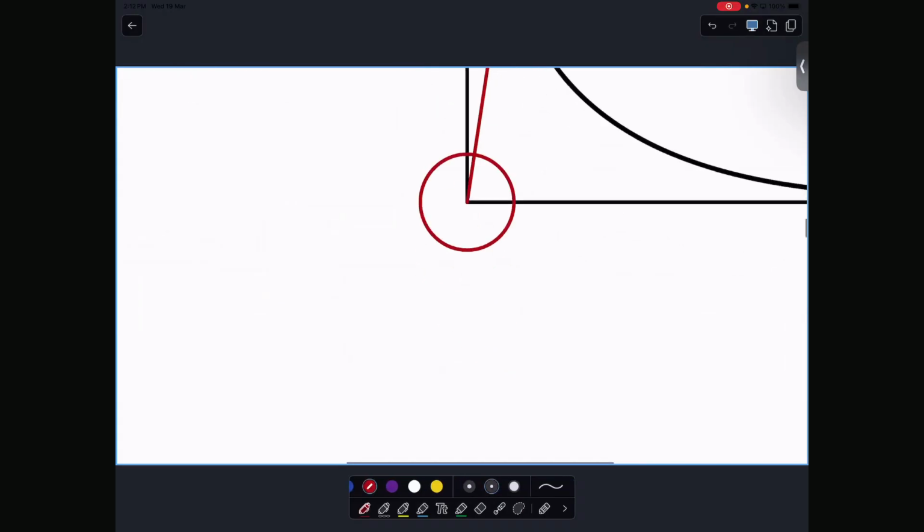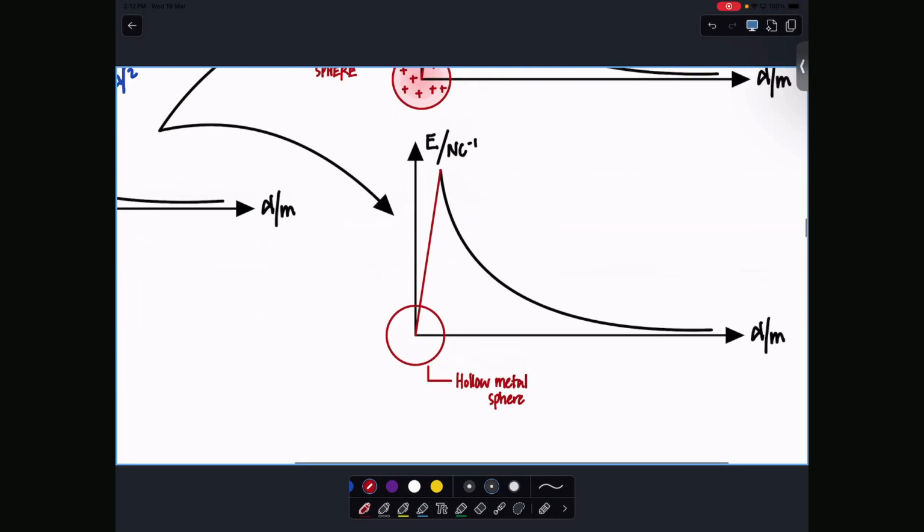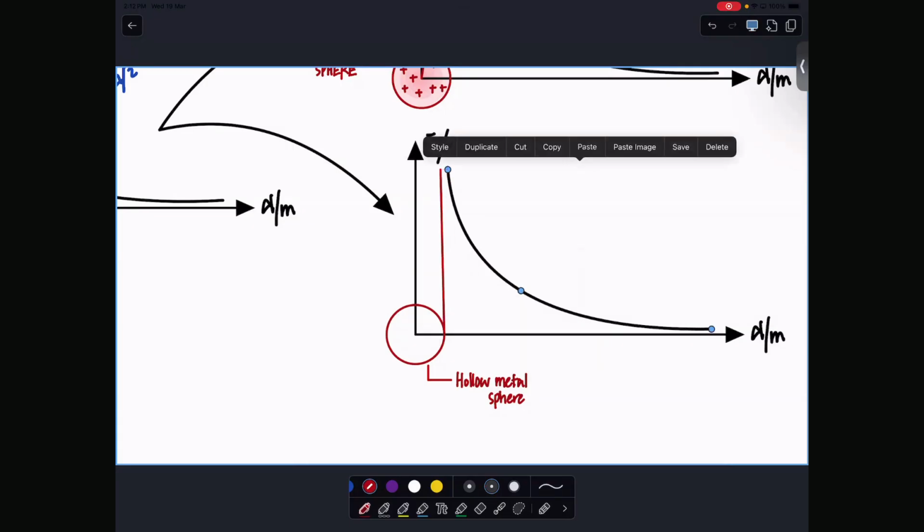Hollow metal sphere. Right. So the charges would be on the surface. How so? So there won't be anything inside? There's no charge inside, but there can still be a field.